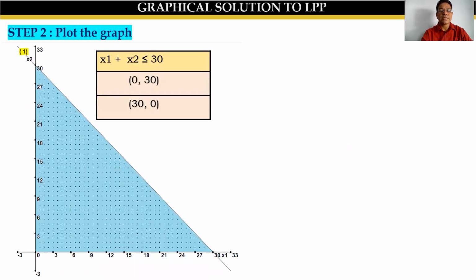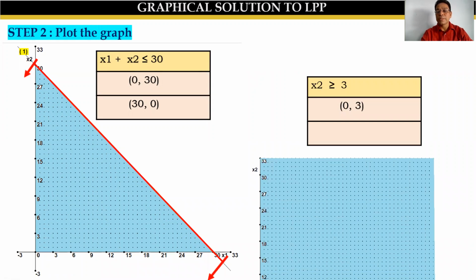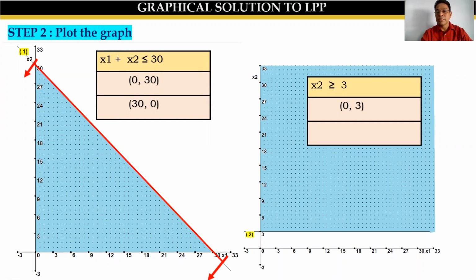For the first constraint, the graph would look like this. This is the line representing x1 plus x2 is equal to 30. And since it is less than or equal to 30, it has to be towards the origin. Second constraint, x2 should be greater than or equal to 3. So x2 is equal to 3 is this line. Now what it says is it should be greater than 3. If it were less than 3, it would be towards the origin, but it is greater than 3. Greater than 3 is above this, as you can see by the blue color region. So it has to be greater than 3 like this.